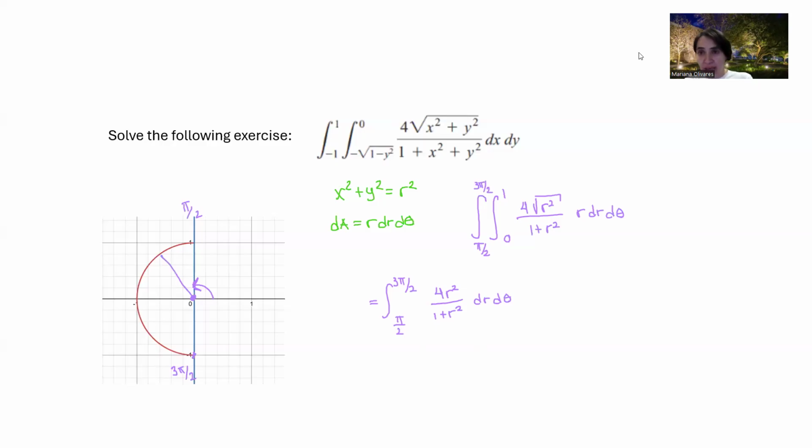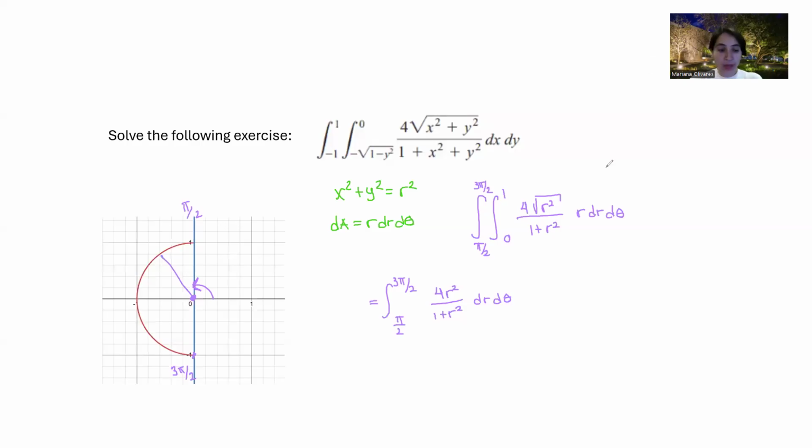And now the question is, how can we solve something like that? Which method can we use? Okay, I hope you have a good idea of the way that we're going to solve it. But if not, let's find out what we're missing.